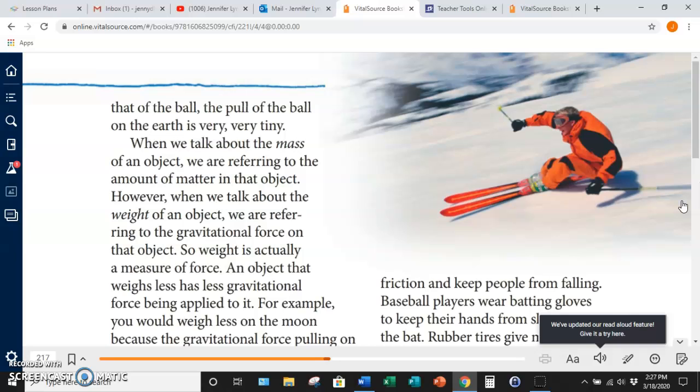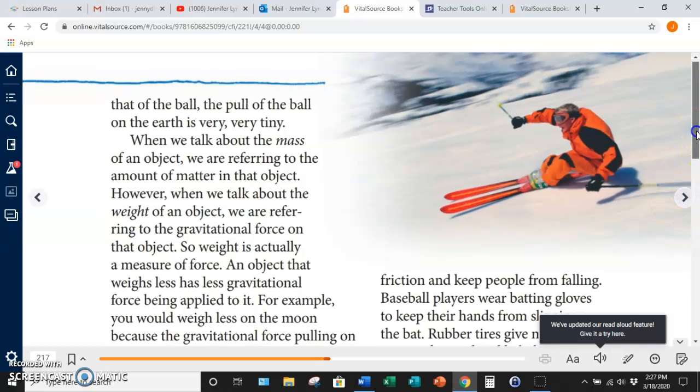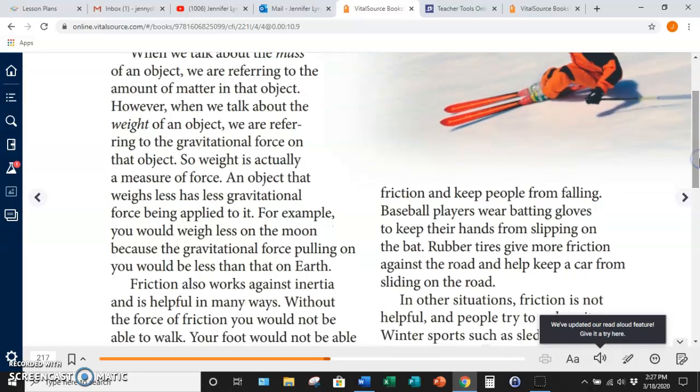When we talk about mass of an object, we're referring to the amount of matter in that object. However, when we talk about the weight of an object, we're referring to the gravitational force on that object. So weight is actually a measure of force. An object that weighs less has less gravitational force being applied to it. For example, you would weigh less on the moon because the gravitational force pulling on you would be less than that on Earth. All right, so we don't always understand that. Your mass would stay the same whether you're on Earth or the moon, but your weight would be different because of the gravitational difference. All right, friction also works against inertia, and it's helpful in many ways.